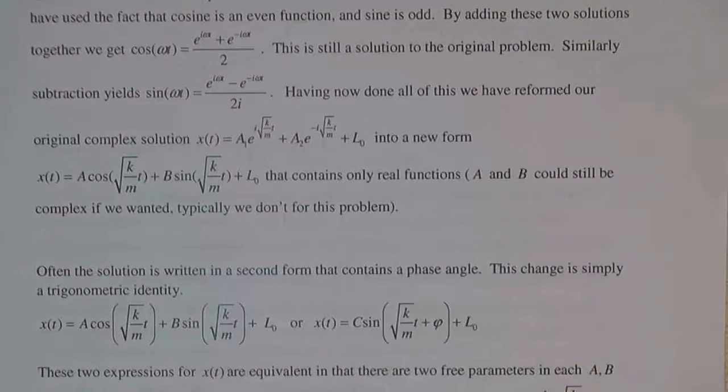So it turns out that often it is more convenient to use a form of this expression which uses a single trigonometric function with some new arbitrary constant which is determined by initial conditions, c times the sine of the same square root of k over m t plus now a phase factor.